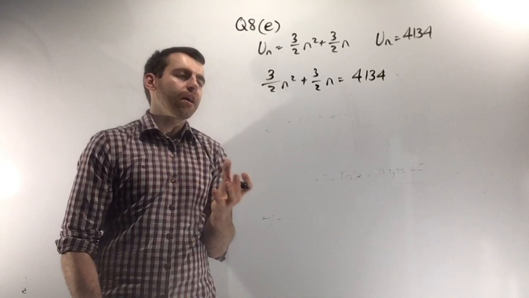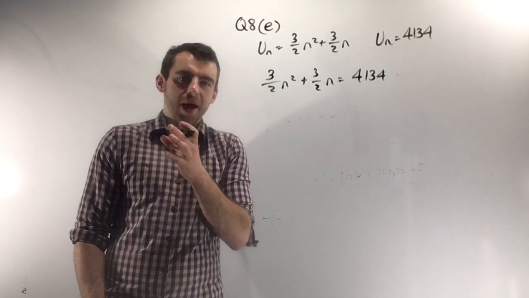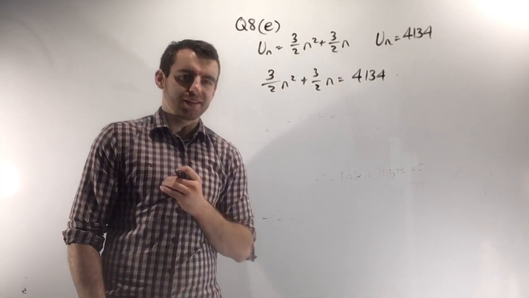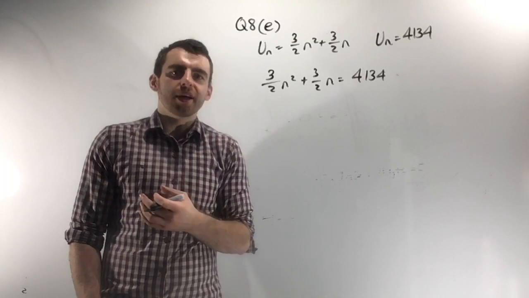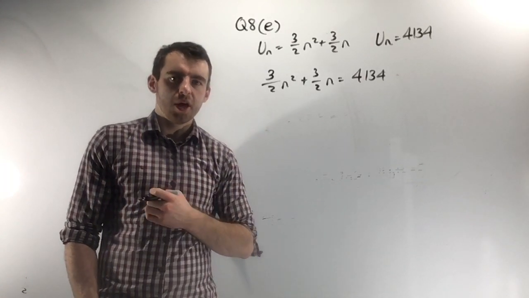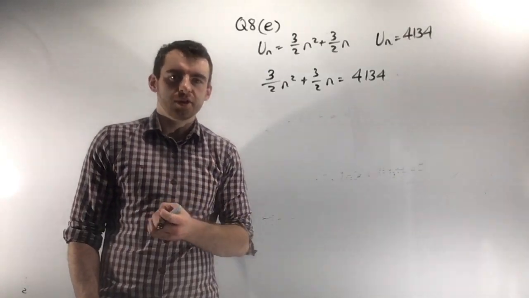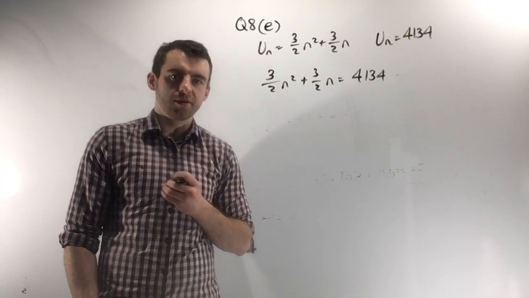What we can do now is find a value for n, where n represents the pattern number. We could tell which pattern contains this many matchsticks. Once we know which pattern we're dealing with, we can work out how many triangles are in that pattern, because we know the number of triangles in each pattern is n squared. So for example, the 10th pattern is 10 squared, or in other words, 100 triangles.